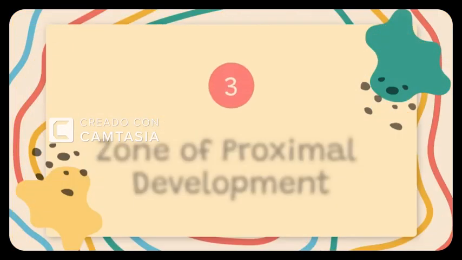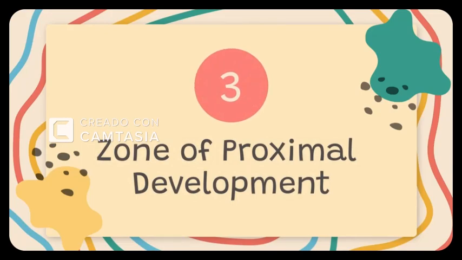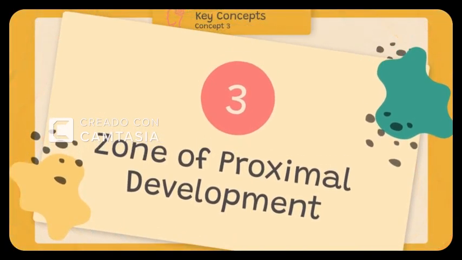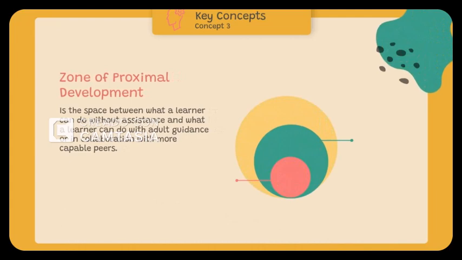Zone of proximal development. The zone of proximal development is the space between what a learner can do without assistance and what a learner can do with adult guidance or in collaboration with more capable peers.